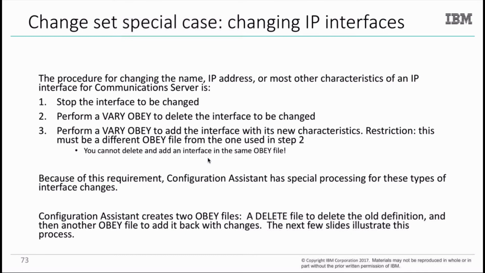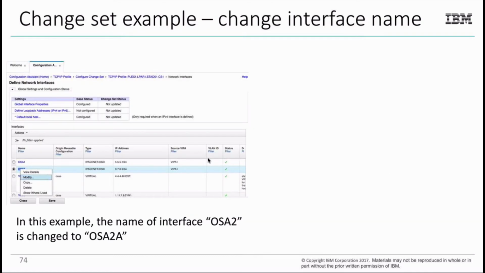So in this case, I'm going to do an example where I'm going to change interface OSA2 to OSA2A. So I'm in my change set editor. You can see here it says configure change set. I'm in the stack. I'm editing the interfaces. I select OSA2.